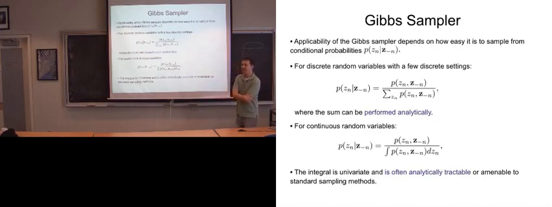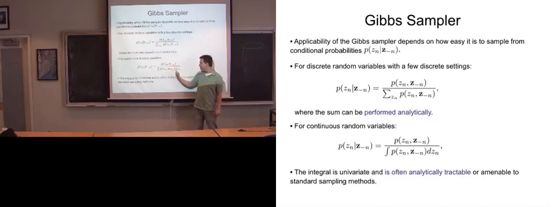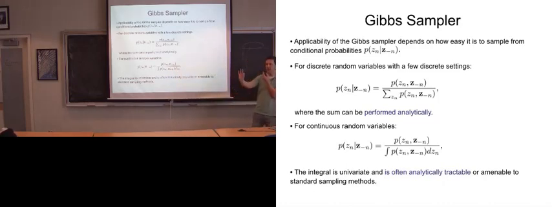What do you mean by univariate? Univariate because here you're only performing the integral over one dimension. Sorry, over one random variable. So you can think of it as performing an integral in one dimension.